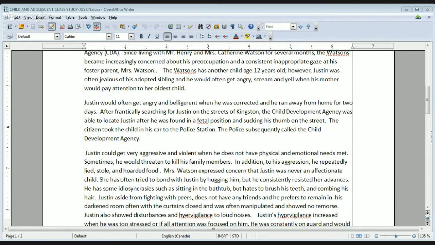Okay, you're jumping the gun, jumping ahead of me. I was on the fourth. He was jealous. He was often angry, screaming, and yelling. Now, being angry, screaming, and yelling, is this based upon the predisposing factor, or is it based upon just recent events? You have to be able to look, make inferences, and see how each paragraph joins together. So the child is angry, screaming and yelling when his mother would pay attention to her oldest child.